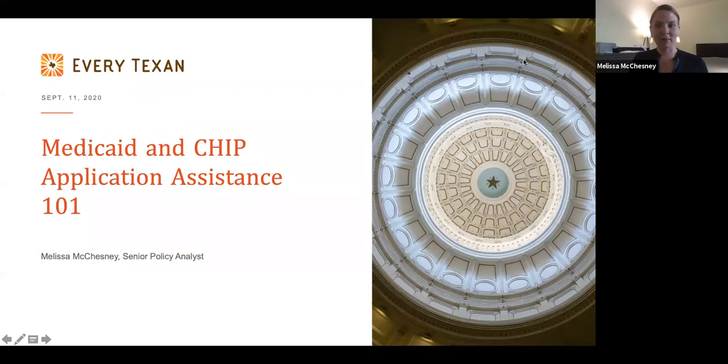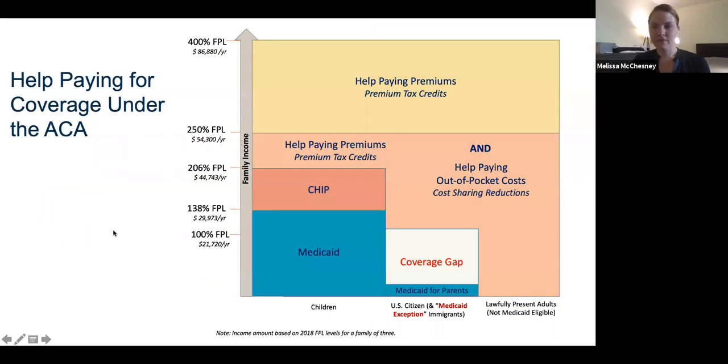Medicaid and CHIP Application Assistance 101. The first thing I wanted to start with was how these programs are all meant to fit together, because we had this great presentation from Aurora earlier this week, and I wanted to start with how we bridge the two. When the ACA was passed, the idea was that if you had a household income below 4 times the poverty level, this actually says 2018, but I did change the numbers. Those are actually 2020 numbers. I just didn't change the little note at the bottom.